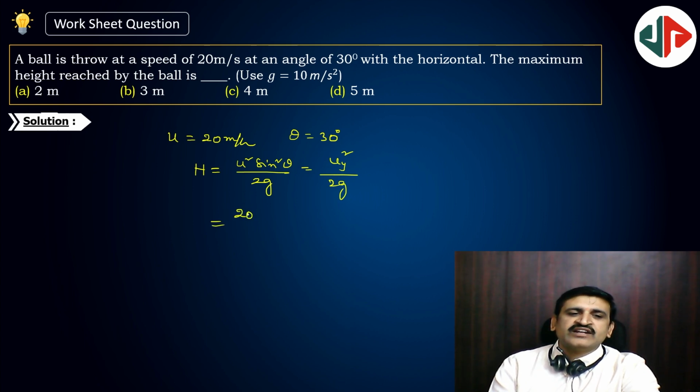u is 20 into sine square theta, sine 30 is 1 by 2, into 1 by 2, by 2g, 2 into g value 10. Zeros will go, 2, 2 also will go. So 20, 1, 10 will go, 10 by 2 is 5 meters.